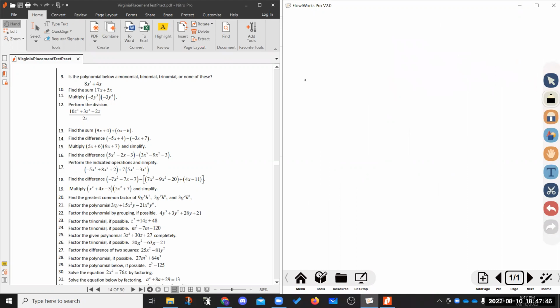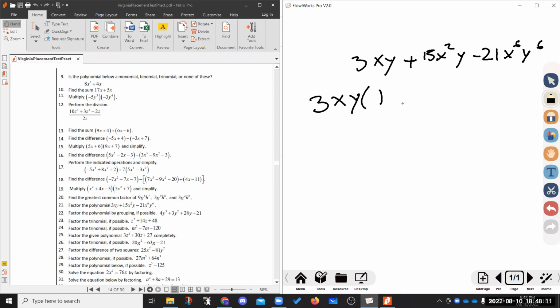I did that because that's going to be part of our factoring that we're going to do next. We're always going to try and factor out the GCF. So here's a GCF factoring problem, 3xy plus 15x squared y minus 21x to the sixth y to the sixth. I see that 3 goes into all of them evenly, x goes into all of them evenly, y goes into all of them evenly. I have 1 plus 5x minus 7x to the fifth y to the fifth, and I'm done. I can't factor that trinomial anymore.